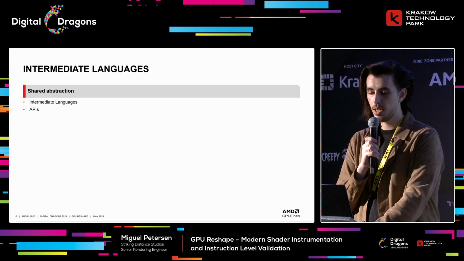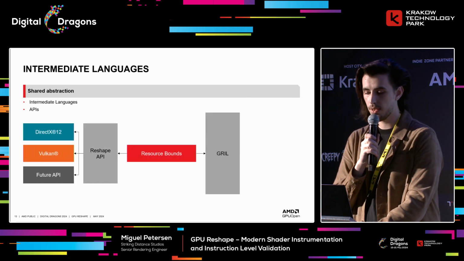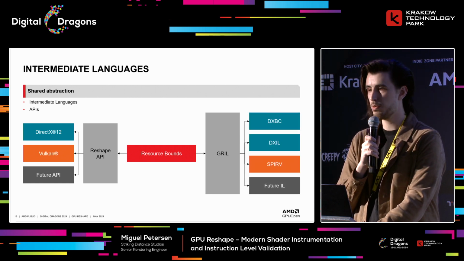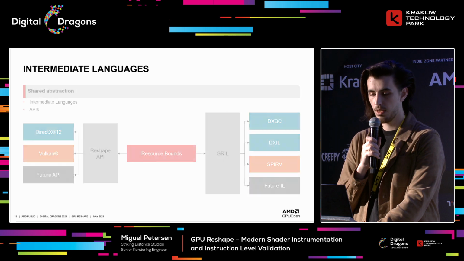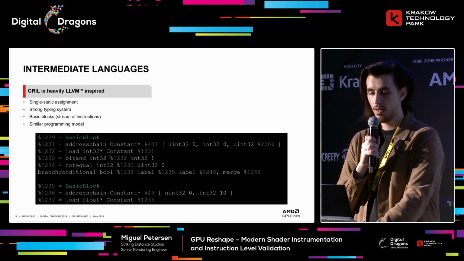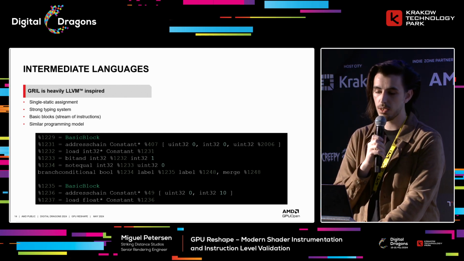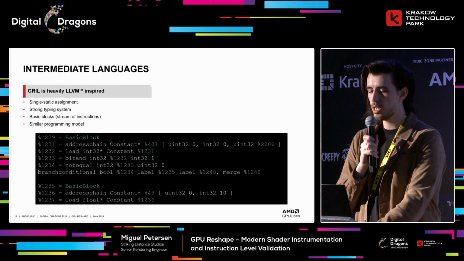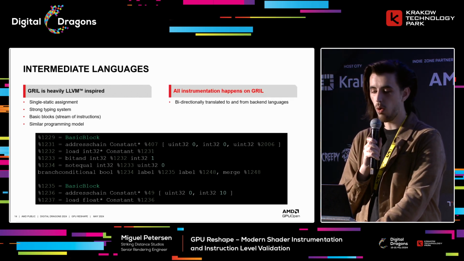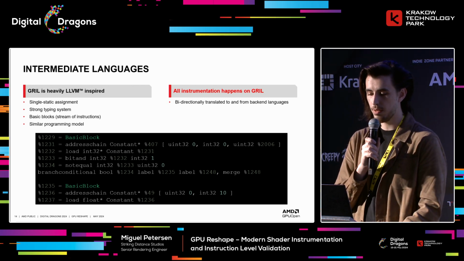Specifically, GPU Reshape can be seen as a two-front abstraction. On one hand, we have the APIs, and on the other, we have GRIL. Each serves as a functional abstraction for all API particularities. GRIL is heavily LLVM inspired. That is, it's single static assignment, with a very strong typing system, a set of functions, basic blocks, instructions, etc. It's not really important to understand all of these tiny details. What's most important is that all instrumentation happens on GRIL only. There is exactly 0 API visibility.